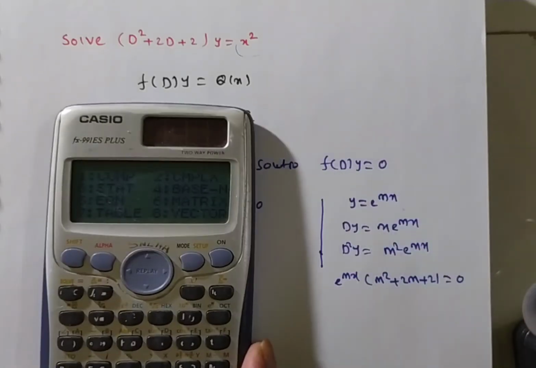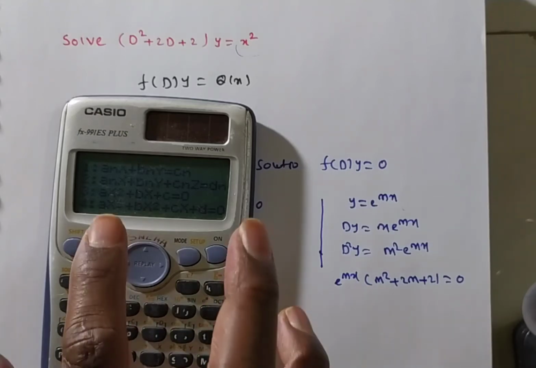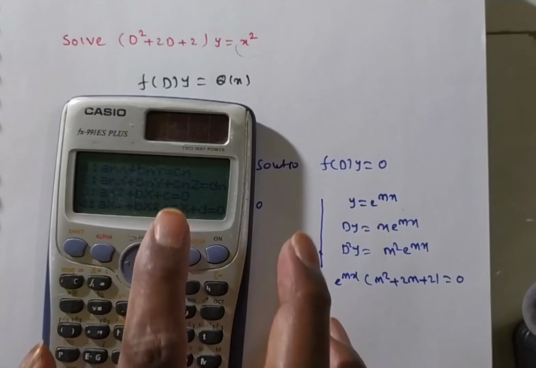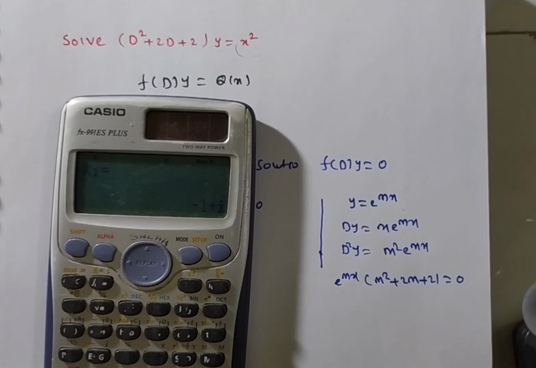In the calculator, go for equations, a polynomial of degree 2, since m² is there. So degree 2 is ax² + bx + c = 0. Press the 3 button. Now write the m² coefficient, which is 1, then equals; next the m coefficient is 2, equals; the constant is 2. Press the equals button. Then you will have the roots: -1 + i, and another root, -1 - i.